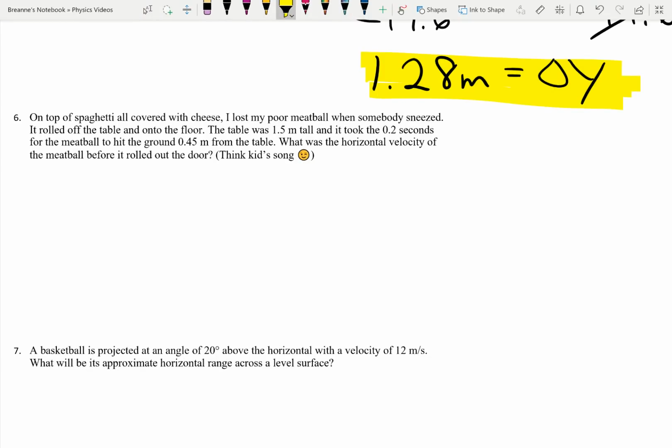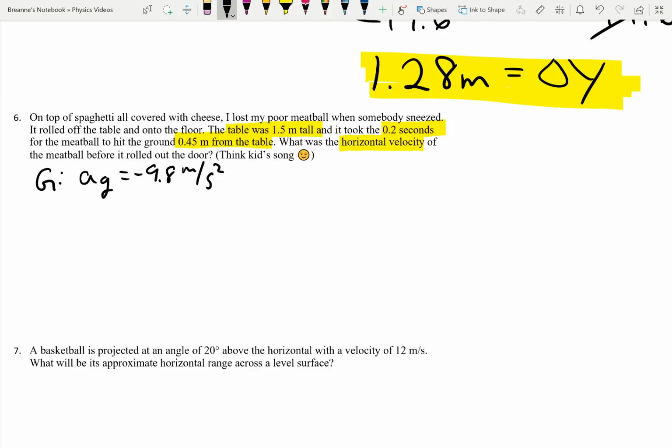But okay, so let's do some practice problems, shall we? So some of the givens we have, it says the table was 1.5 meters tall, and it took 0.2 seconds for the meatball to hit the ground, and it rolled 0.45 from the table before it went out the door. And we're looking for our horizontal velocity. So a few givens. We know that acceleration due to gravity is always negative 9.8 meters per second squared. That's a given, always a given.